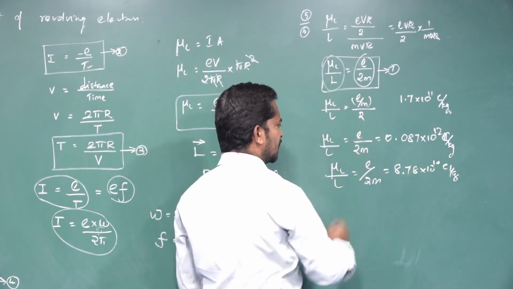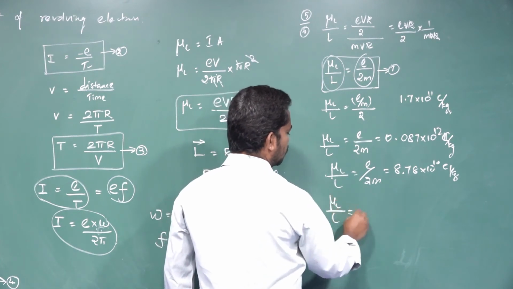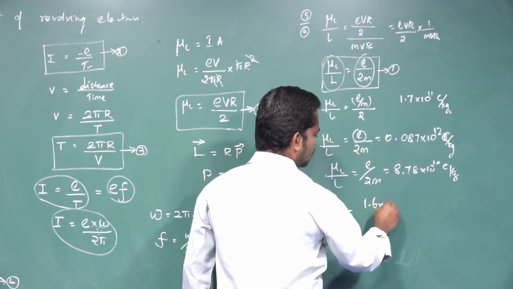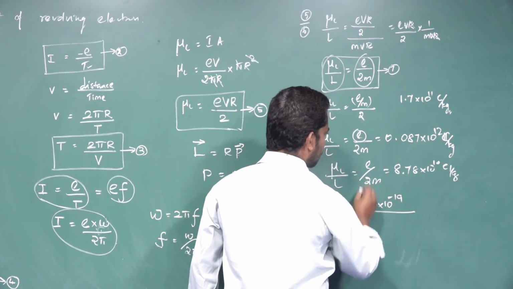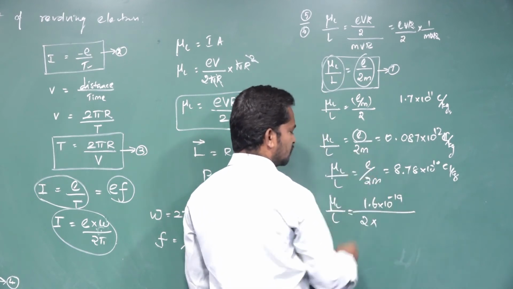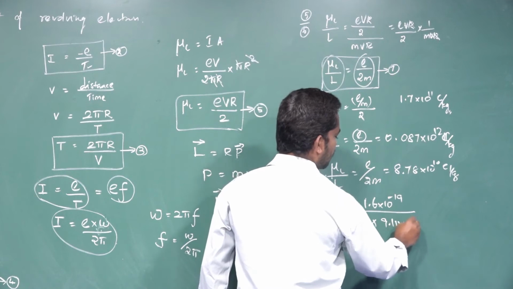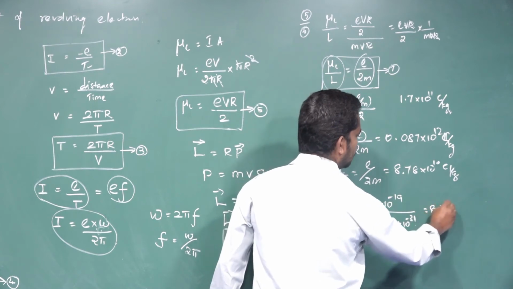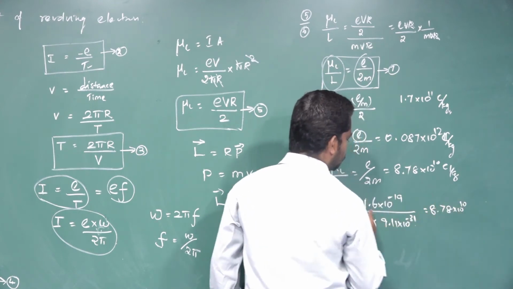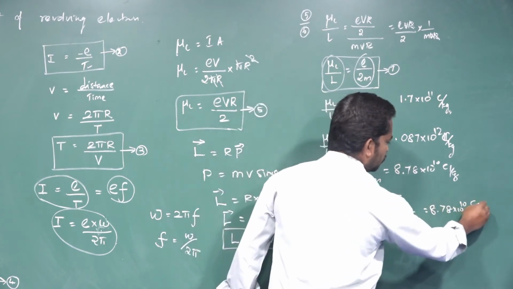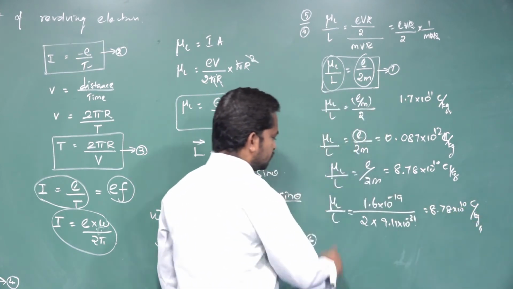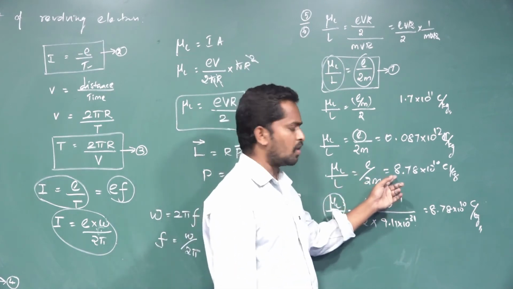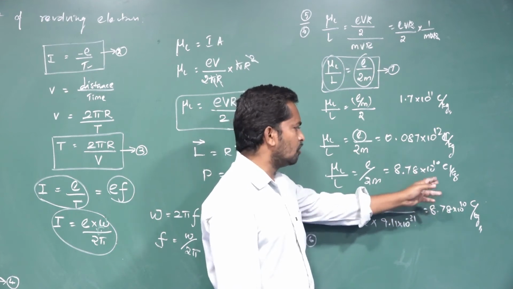See, E is the charge of the electron. Mu L divided by L is equal to E, the charge of the electron. What is the charge of the electron? 1.6 into 10 power minus 19, divided by 2 into the mass of the electron, 9.11 into 10 power minus 31 kilogram. Finally we get 8.78 into 10 power 10, charge divided by mass, so coulomb per kilogram. So mu L by L is equal to E divided by 2m, which is equal to 8.78 into 10 power 10 coulomb per kilogram.